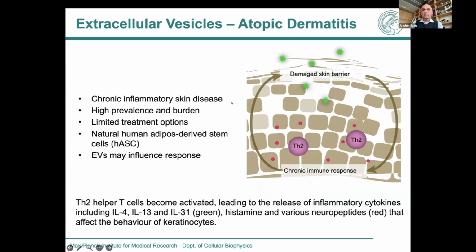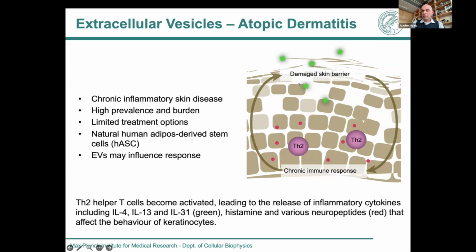The last example is atopic dermatitis. Atopic dermatitis is also an immune disease, which is very painful to patients having it because the skin breaks and it's really like the skin is burning. It's a chronic inflammatory skin disease. Many people suffer from that. It's a high burden. But there's also a treatment. One treatment is that you simply use cortisone.